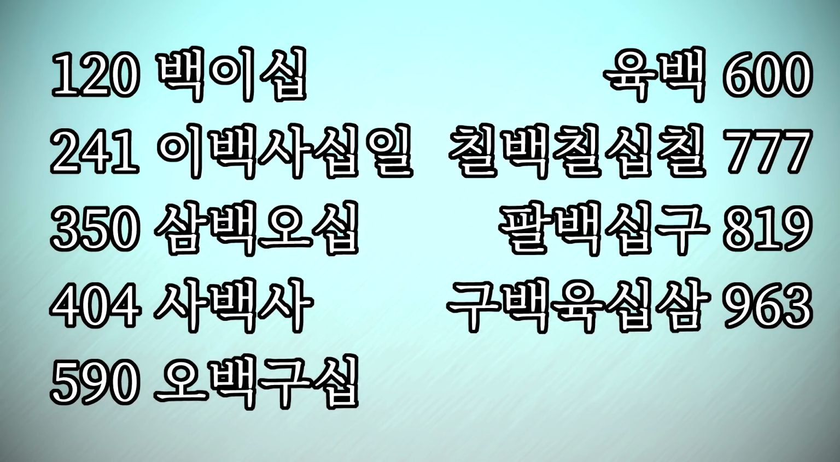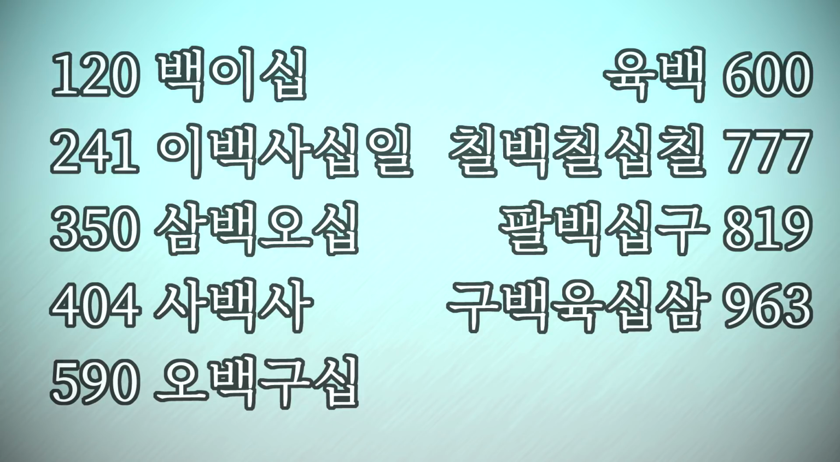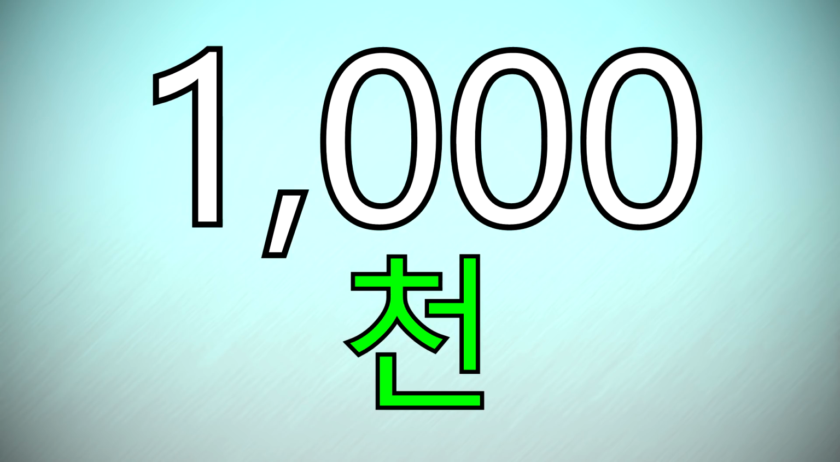Here are the answers. 120, 241, 350, 404. For this one, since there's no digit in the tens place, we can just ignore it. It's just 사백사. 590, 600, 777, 819, 963. So what's next? Well, to say 1,000, we'll need a counter for 1,000, and that's 천.